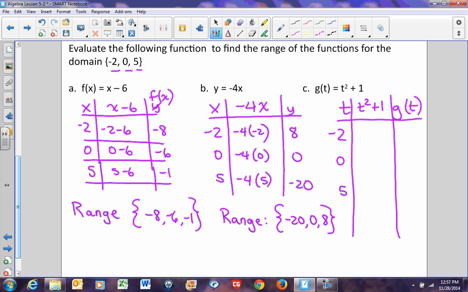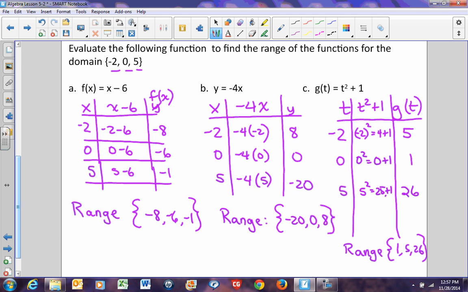When t is negative 2, remember when you square a number, you must put it in parentheses. So it's going to be negative 2 squared. Negative 2 squared is 4, plus 1 is 5. 0 squared is still 0. 0 plus 1 is 1. 5 squared is 25. Plus 1 is 26. So our range here is going to be 1, 5, 26.